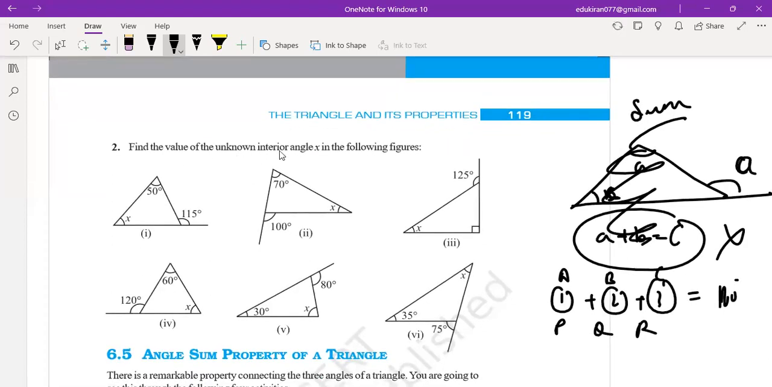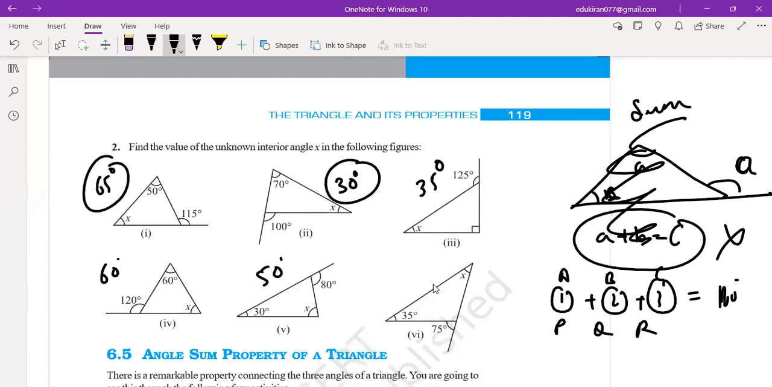Okay, tell me the value of the unknown interior angles. Ma'am, 65 degree. Then 30 degree, ma'am. Then one by one, tell me. This Chakrika will tell, Sandosh. Chakrika, tell me. Ma'am, it's 35. Sandosh, correct? Yes, ma'am. Tell me the answer for this. 60 degree, ma'am. Chakrika, this one? Ma'am, it's 50. This, ma'am, is 40 degree. Clear? Yes, ma'am.